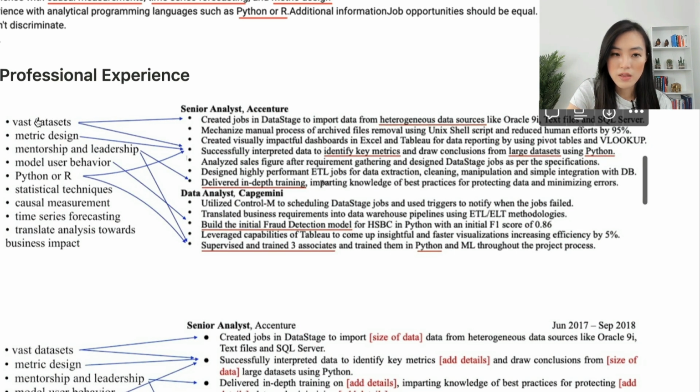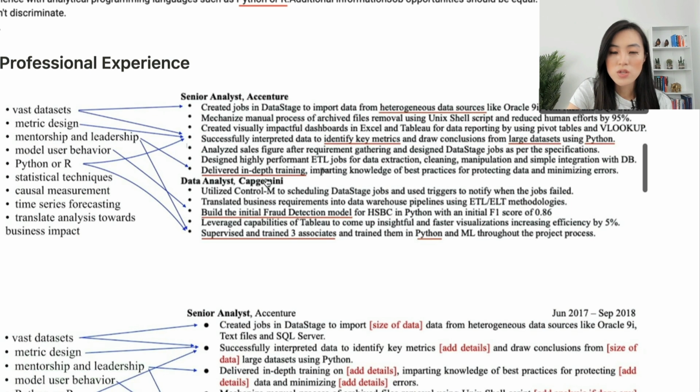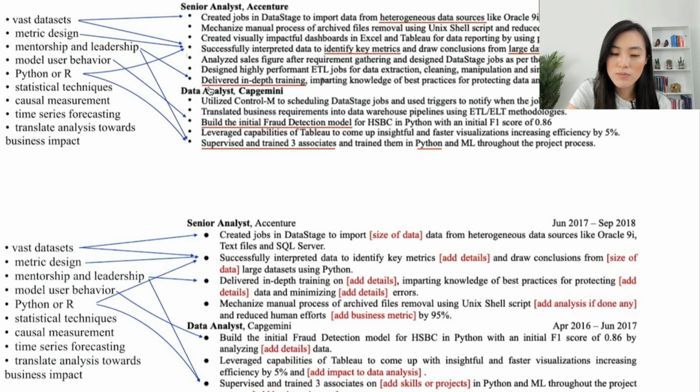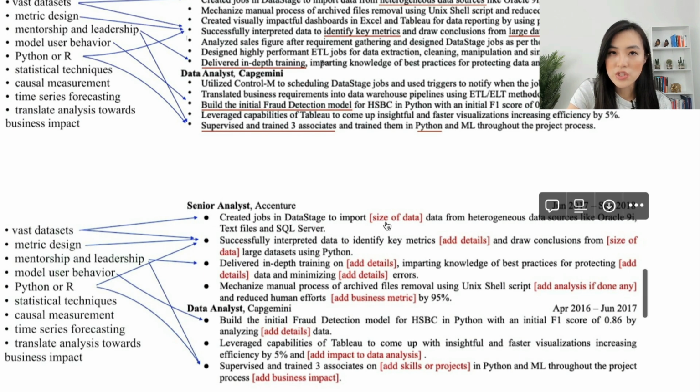So here I link the specific keywords to a specific bullet point in the resume. So what we can do is select the relevant bullet points and then add details to those bullet points to best suit the job description. Selecting the relevant points and adding details to these points will make the resume suit the job description better.